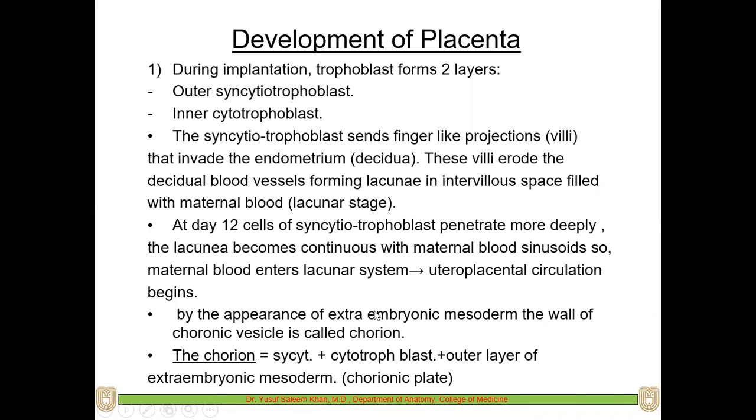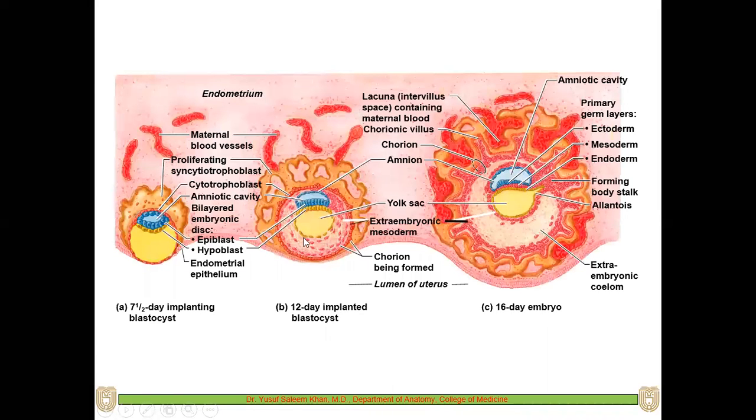By the appearance of the extra-embryonic mesoderm, here we had seen, initially it will be just the trophoblast, and here you have the yolk sac, and here is the amniotic cavity. Now in between, we had seen the development of an extra-embryonic mesoderm. It has two layers. One is the splanchnopleuric, and the other is the somatic layer. Somatic layer will be here, and this will be the splanchnopleuric.